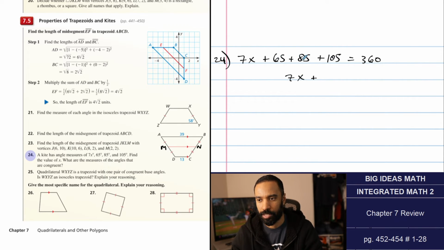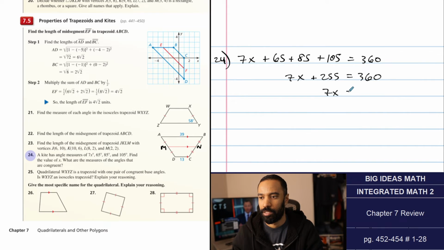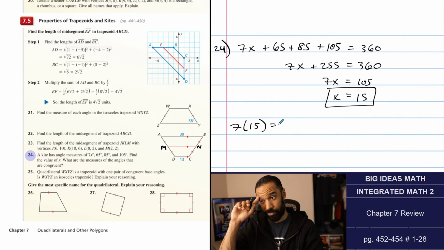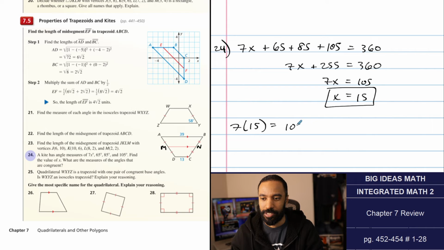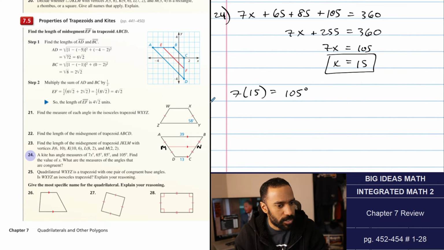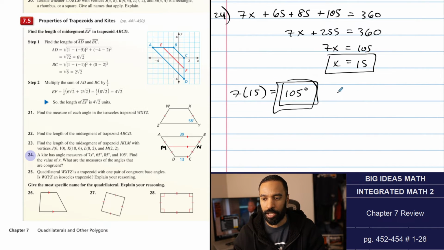7x plus, that's 150 and 255. 7x is 105, so x is 15. Okay, so there's x. Now let's do 7 times 15. 7 times 15 is 105. I was taking some time with that. 105 degrees. So the congruent angle measures, what are the measures of the angles that are congruent? 105 degrees are the congruent ones.